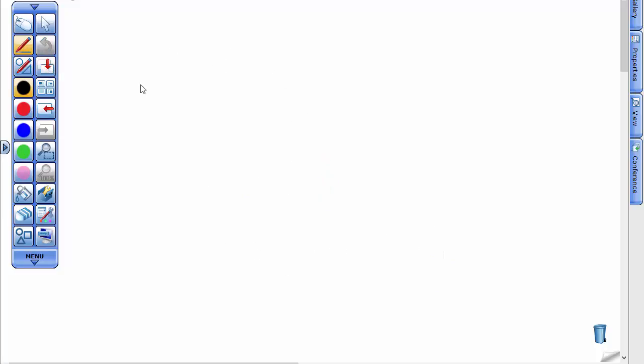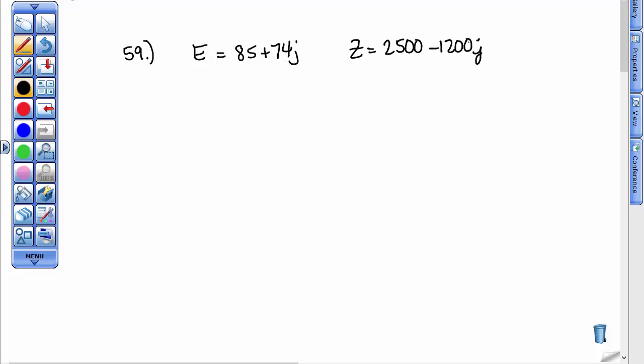I'm going to sneak one more in. It's question number 59. It says, if the voltage E is given in a circuit, it's represented by 85 plus 74J. And the impedance Z is given in the circuit, and it's represented by 2500 minus 1200J. Find the representation for the current. So they want us to find I. Oops, that's supposed to be a question mark. So I'm looking to find I.